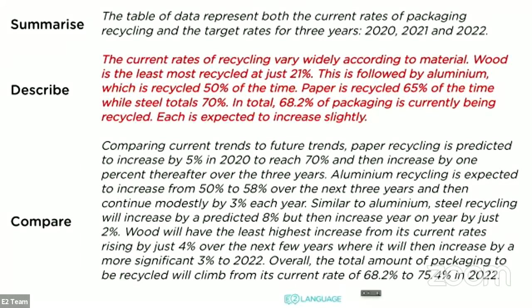I said, the current rates of recycling vary widely according to material. Wood is the least recycled at just 21%. This is followed by aluminium, which is recycled 50% of the time. Paper is recycled 65% of the time, while steel totals 70%. In total, 68.2% of packaging is currently being recycled. Each is expected to increase slightly.